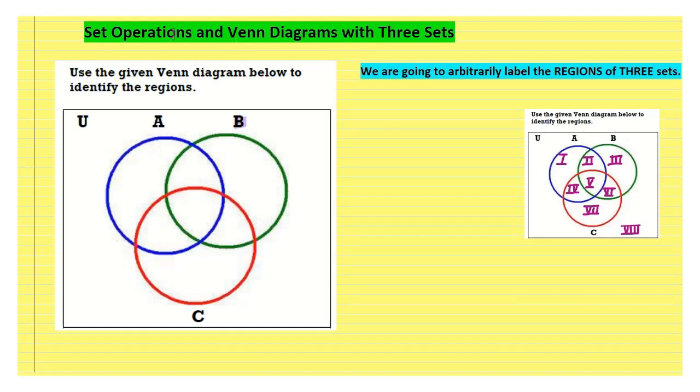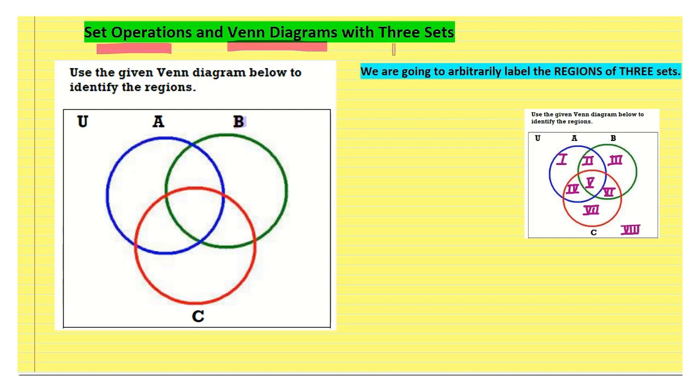Hello, this is Charlene. We're going to be talking about set operations and Venn diagrams with three sets. And that's significant that they say three sets because typically you may have learned about Venn diagrams with two circles or two sets. But we clearly have three sets. We have set A, set B, and set C here. So we have three circles.